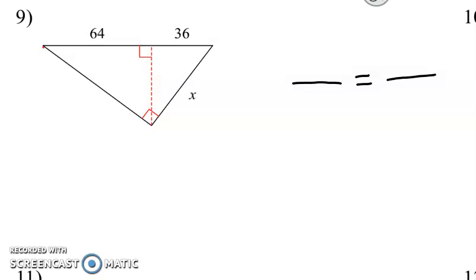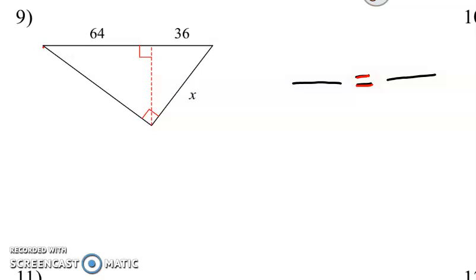In number 9, we have a missing side that we're looking to find, and we're going to find that missing side by setting up a proportion. And that's what I've got over on the side here. We've got two ratios that we're going to say are equal to one another. And those ratios are going to be made up of side lengths from different triangles.